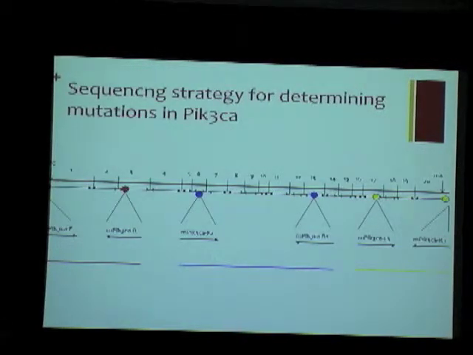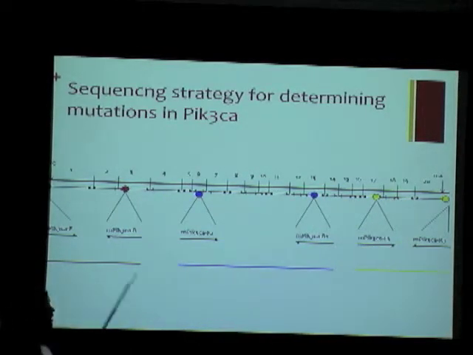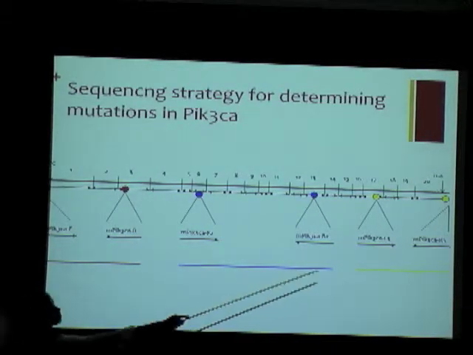For PI3K, it's a much larger gene, and they are found to show hotspots of mutation in the exons 1, 2, 9, and 20. So in order to cover as much of the gene as possible, we designed 3 sets of primers to cover this section.